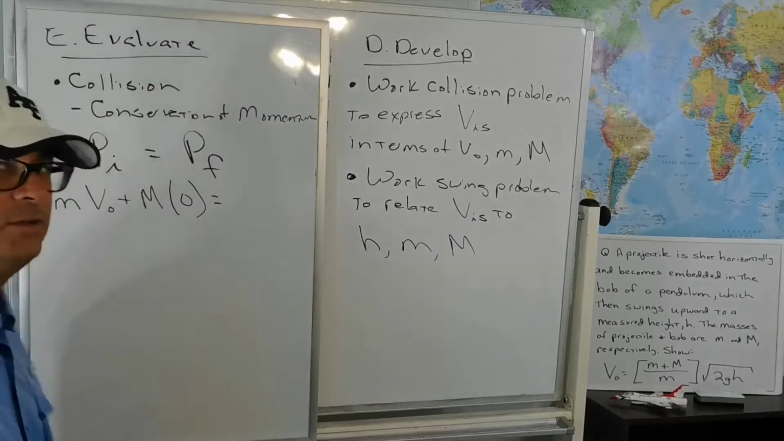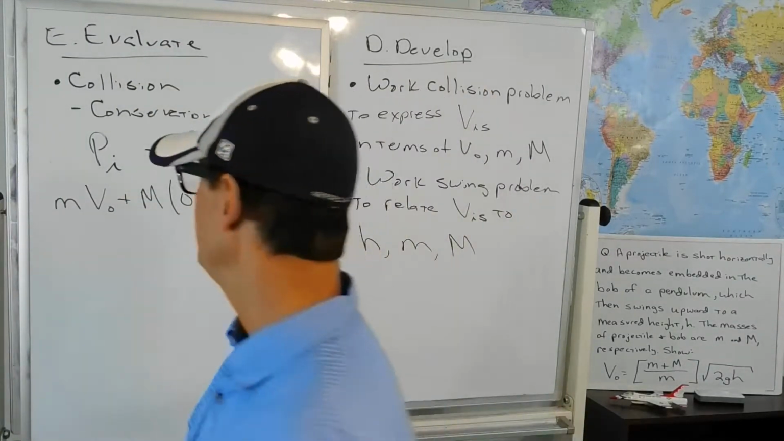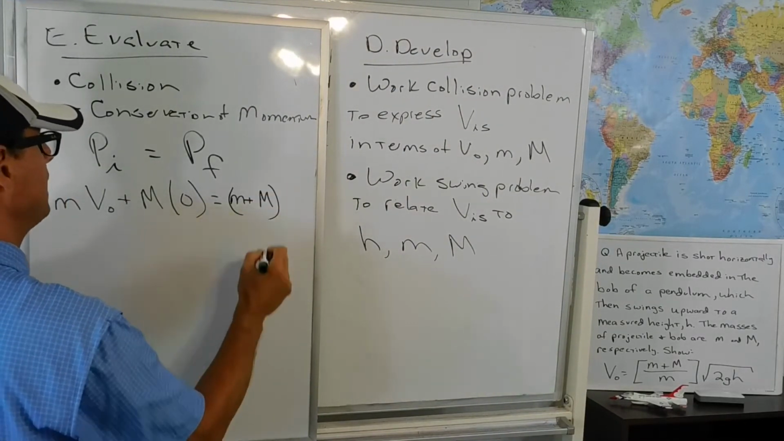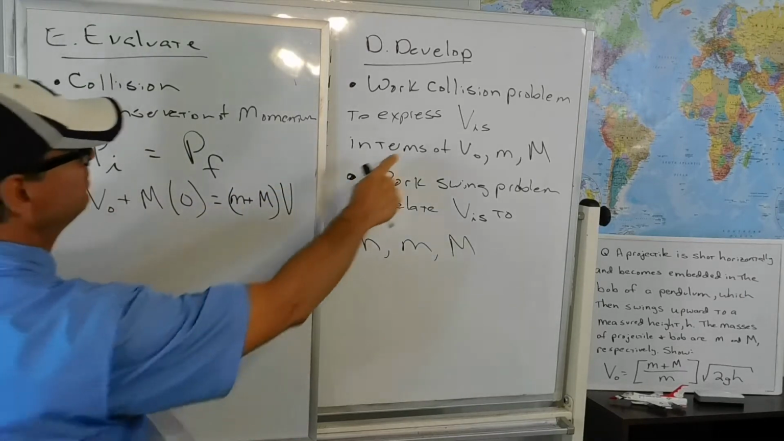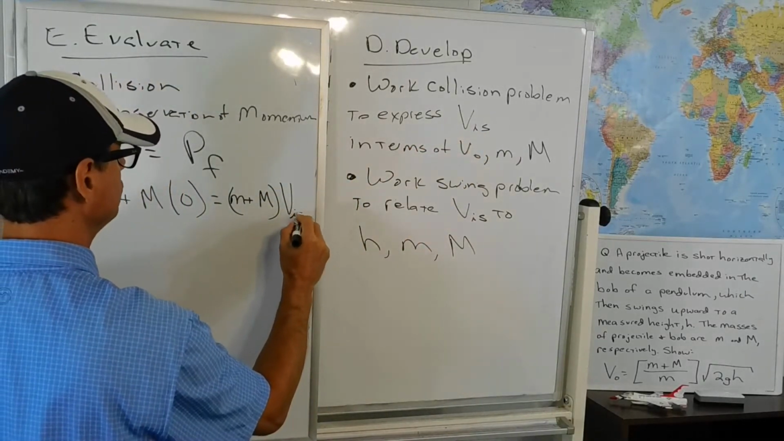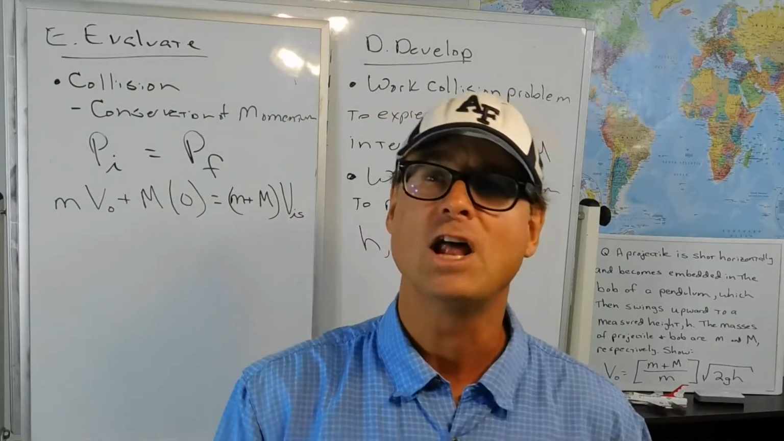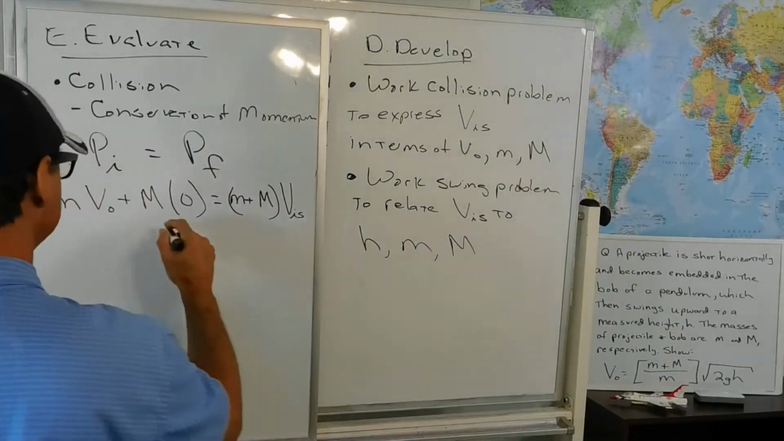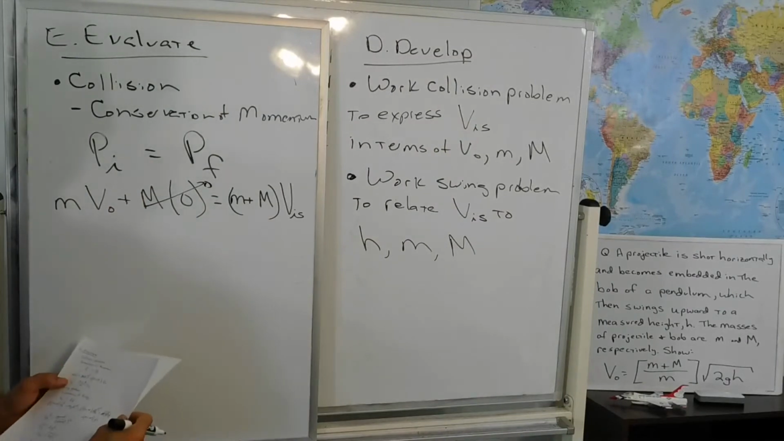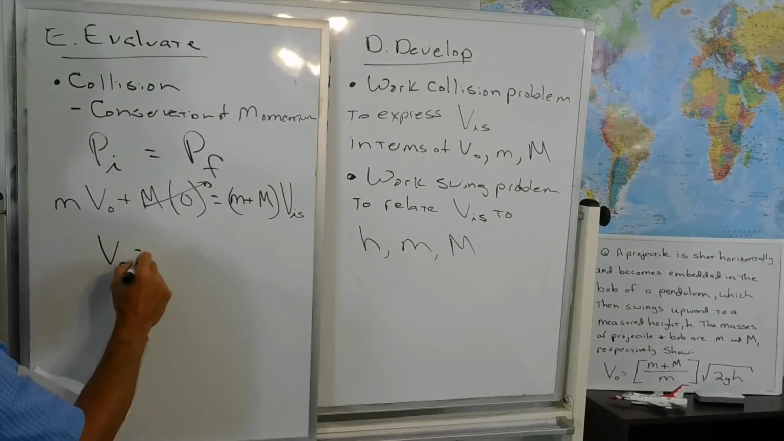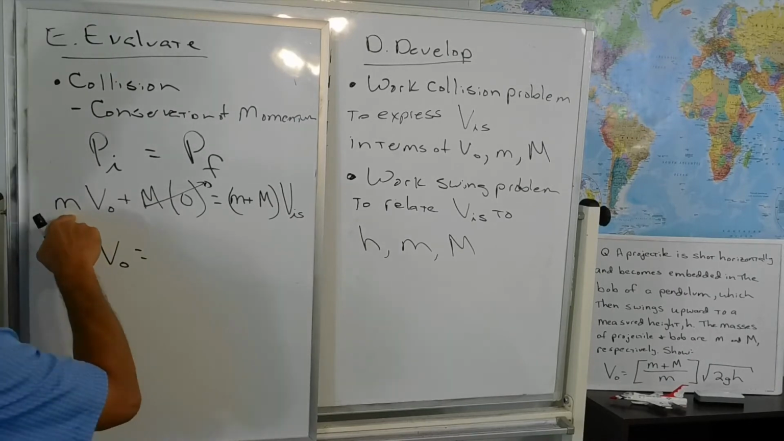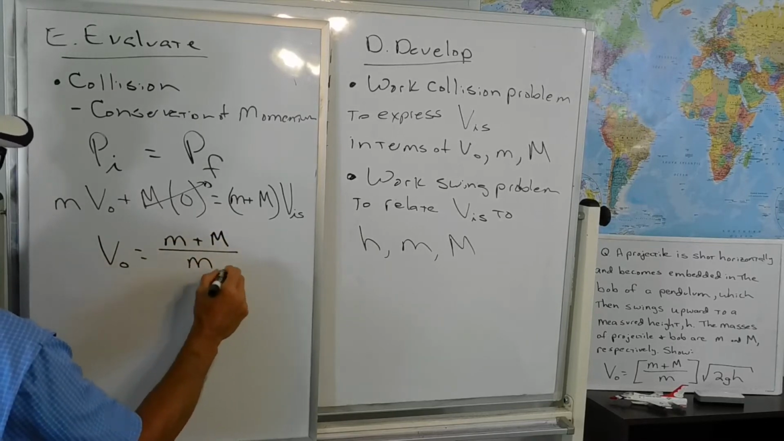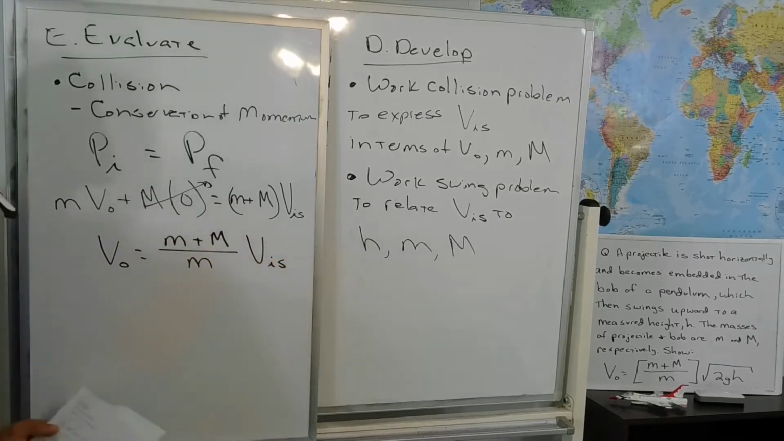Now the final momentum, the two objects are stuck together. So the mass in the final condition is just the sum of the individual masses, and then the velocity, we're expressing that as v initial in the swing, because the final velocity from the collision is the initial velocity in the swing. So we can simplify this to be v naught, so divide both sides by the mass of the projectile, is the sum of the masses divided by the mass of the projectile times v initial for the swing.